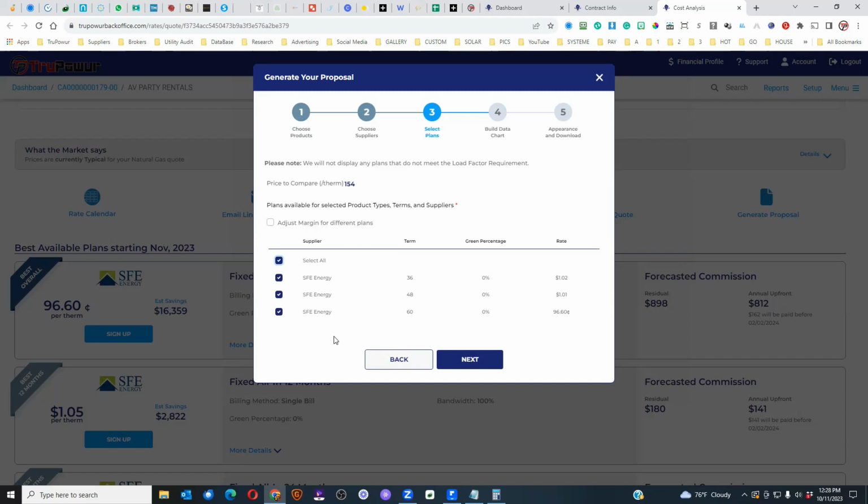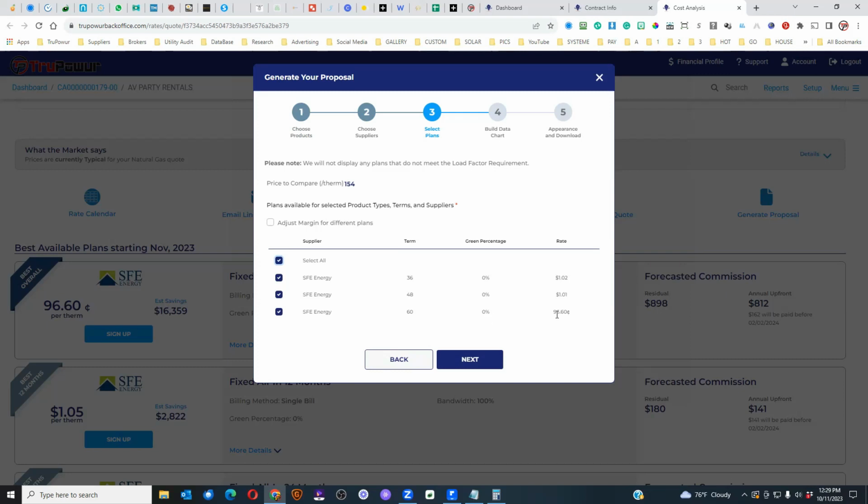So let's just say, for example, you've got this right here. All 3 of these are SFE. That's in California. California deregulation is probably one of the worst states of all. But how do we know that the customer would take the 60-month term, which would be to your advantage because you would have residual income for the next 5 years, versus these?